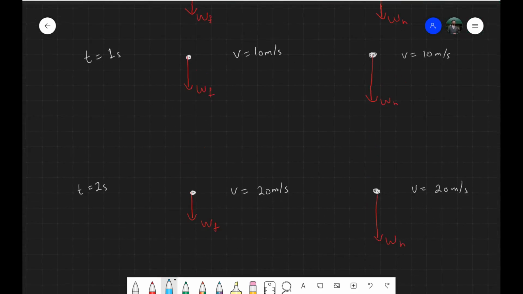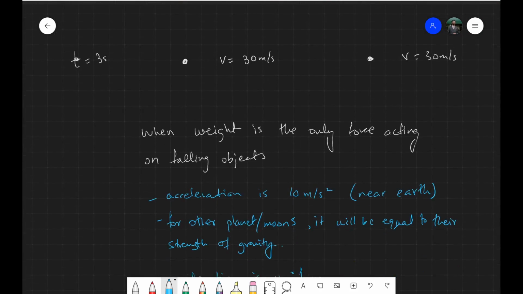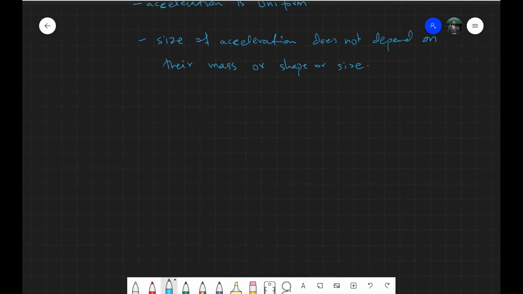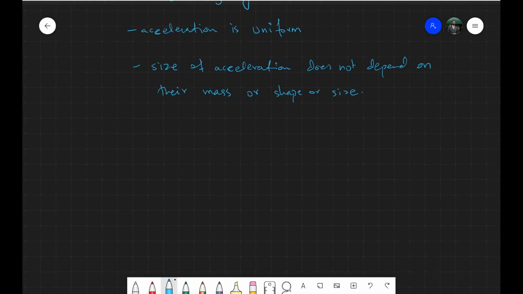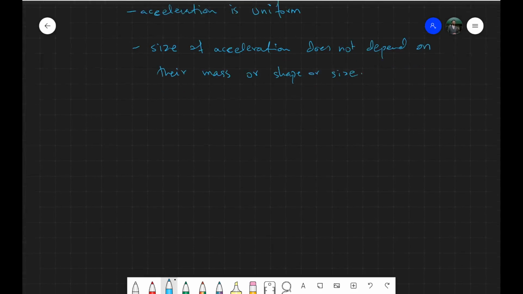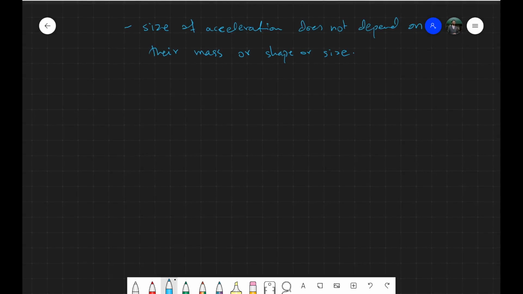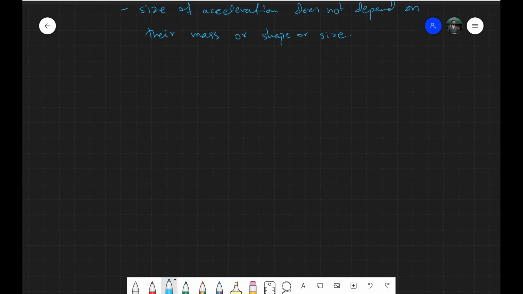So size, density, shape, nothing matters, or not even the mass. No matter if you're dropping objects which are heavy or light or different shapes and sizes, they are just going to drop with the same acceleration, and they're all going to speed up together and hit the ground together if they are dropped from the same height.